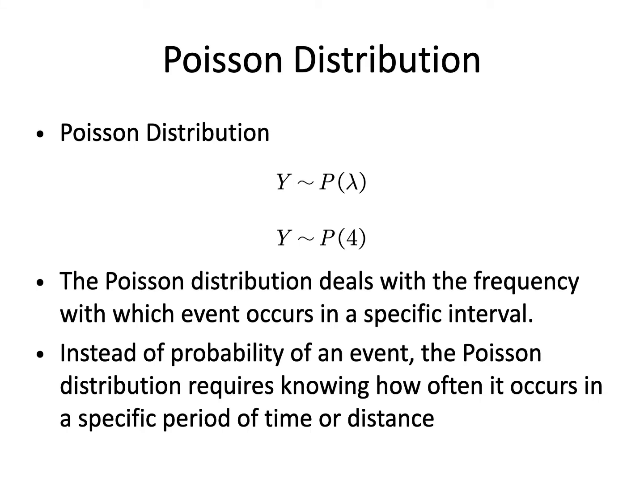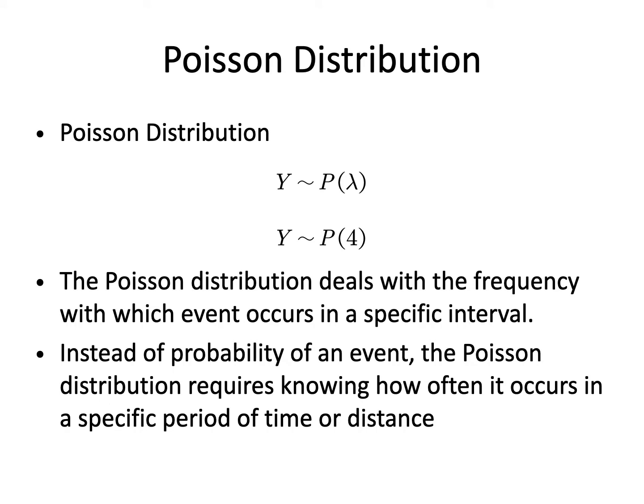Next, let's discuss the Poisson distribution. This Poisson distribution is denoted by a letter P and a single value parameter lambda. We write the statement below as variable y follows a Poisson distribution with lambda equal 4, and here we can see this distribution y follows the parameter lambda.